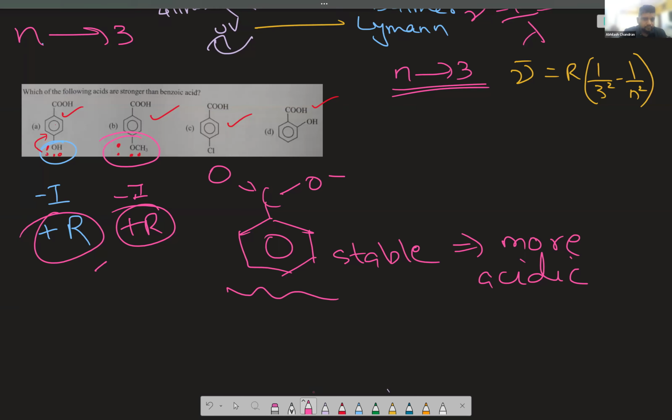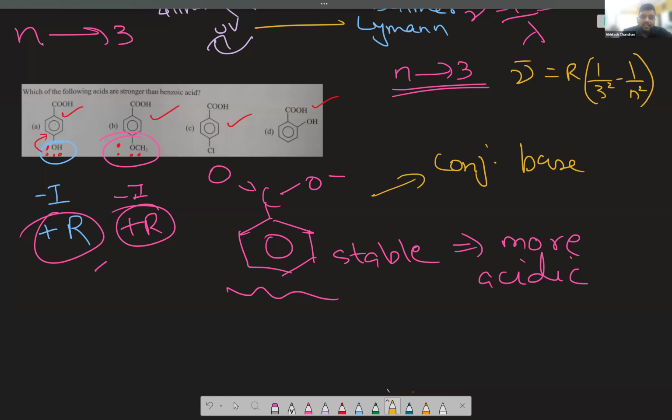Similar story. If your conjugate base, we say that after removing the hydrogen, whatever anion we get is called the conjugate base. And this conjugate base, specifically what I've drawn here, is your benzoic acid, benzene carboxylic acid, if you want to call it like this. So this benzene ring has a minus R effect. It will take away that electron cloud because of resonance.